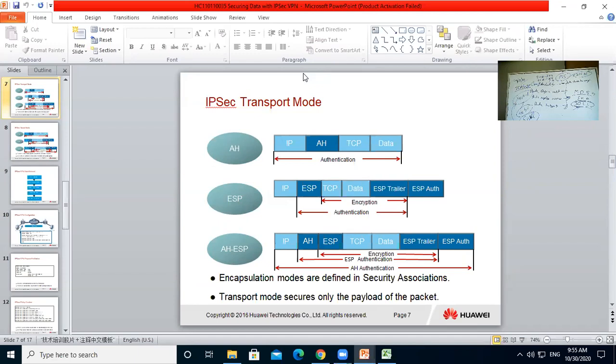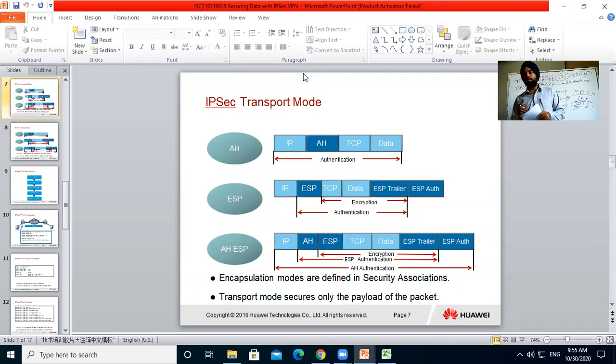Guys, it is very important to know which one is more secure, whether it is AH or ESP. AH is more secure as compared to ESP. Why is AH more secure? Because it provides security to the original IP packet, as shown in the diagram. It provides security from the original IP address to all the fields, whether higher layer or lower layer.